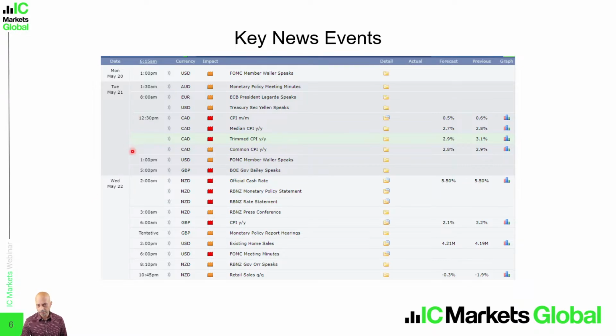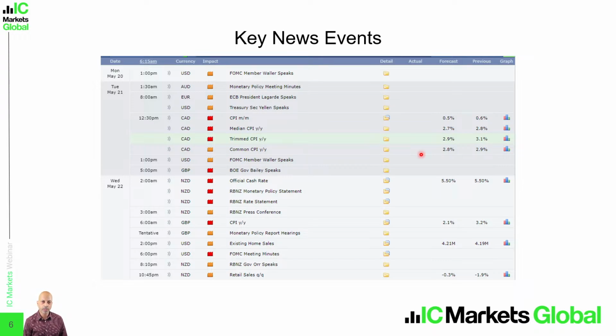Take note, I'm on GMT time. Tomorrow at 12:30 p.m. GMT, Tuesday, 21st of May, we've got CPI data out of Canada. As you can see, across the various CPI indicators, whether it's median CPI, trim CPI, or common CPI, on an annualized basis, the forecast for the month of April is pointing to further easing. These are the figures for the month of March. Median CPI is expected to edge lower from 2.8% to 2.7% year over year. Trim CPI is also edging lower from 3.1 to 2.9%, and common CPI from 2.9 to 2.8%. So it's a step in the right direction.